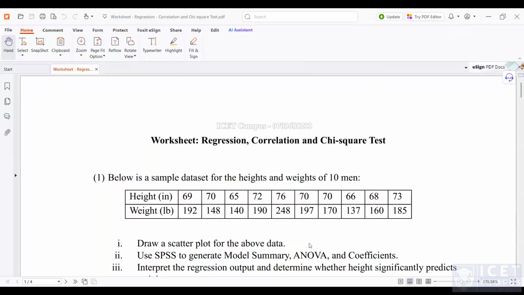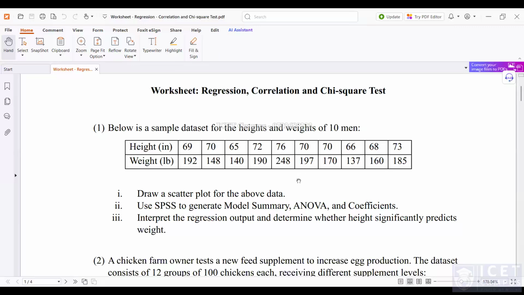So the first question is, below is a sample data set for the heights and weights of 10 men. Heights 69, 70, 65, likewise. Then weights are 192, 148, likewise. So the first one is draw a scatter plot for the above data. Use SPSS to generate model summary, ANOVA, and coefficients. Interpret the regression output and determine whether height significantly predicts the weight.